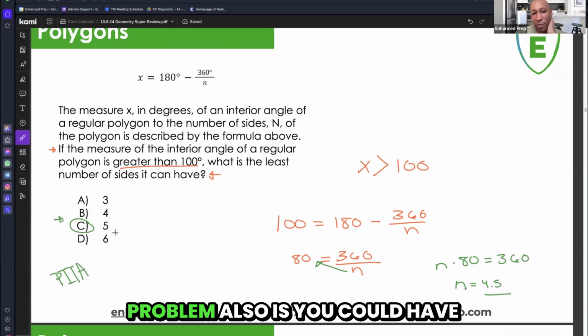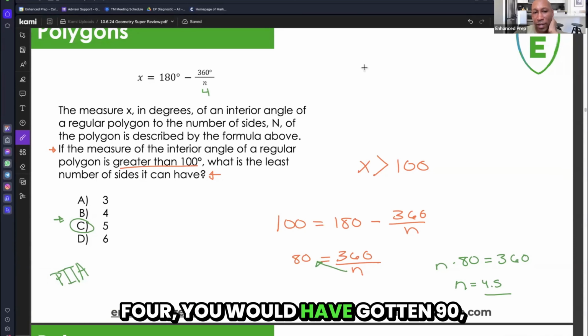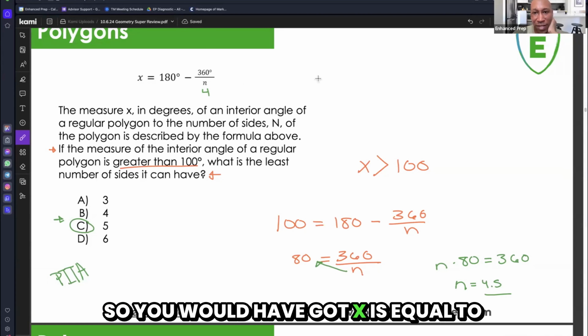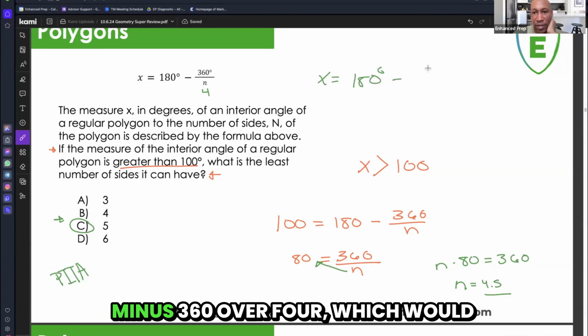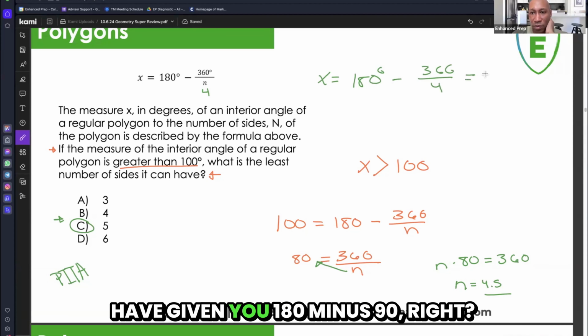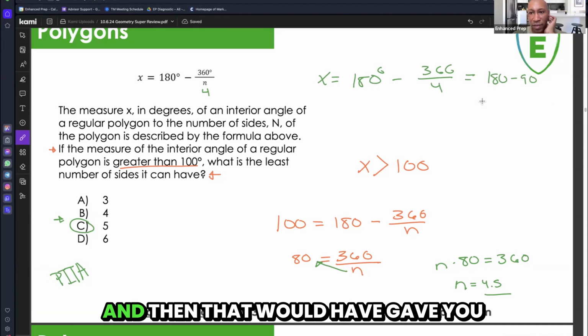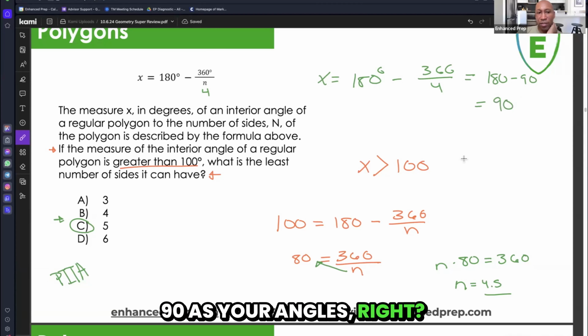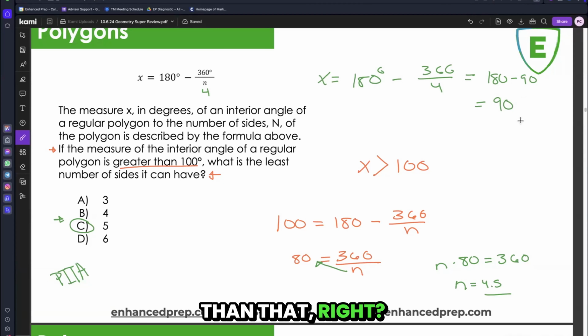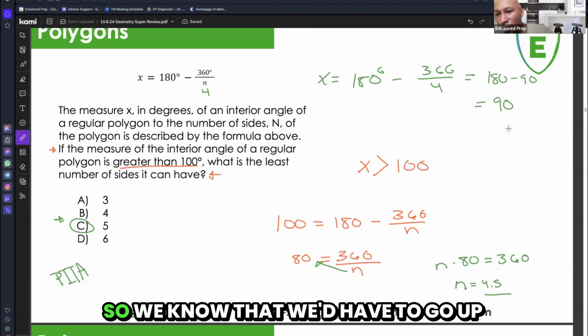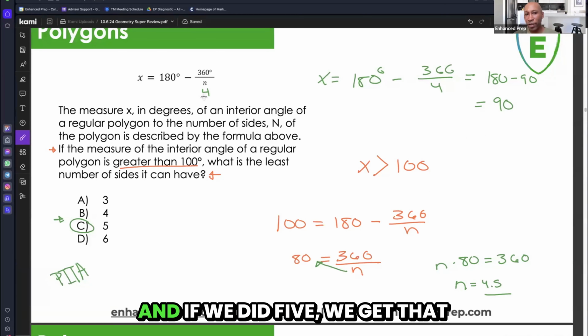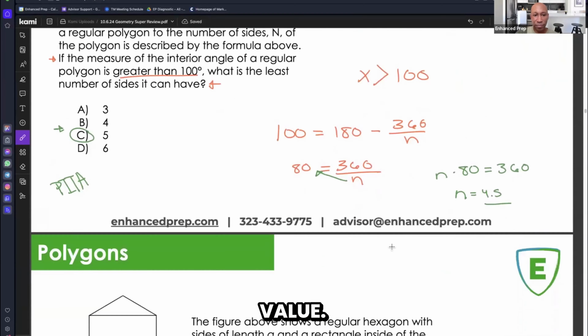So what you could have done for this problem is plugged in 4 for this. And if you had plugged in 4, you would have gotten 90. So you would have gotten x is equal to 180 minus 360 over 4, which would have given you 180 minus 90, and that would have given you 90 as your angles. So we know that it has to be more than that, and that didn't get us up to our 100. So we know that we'd have to go up to 5, and if we did 5, we get that value.